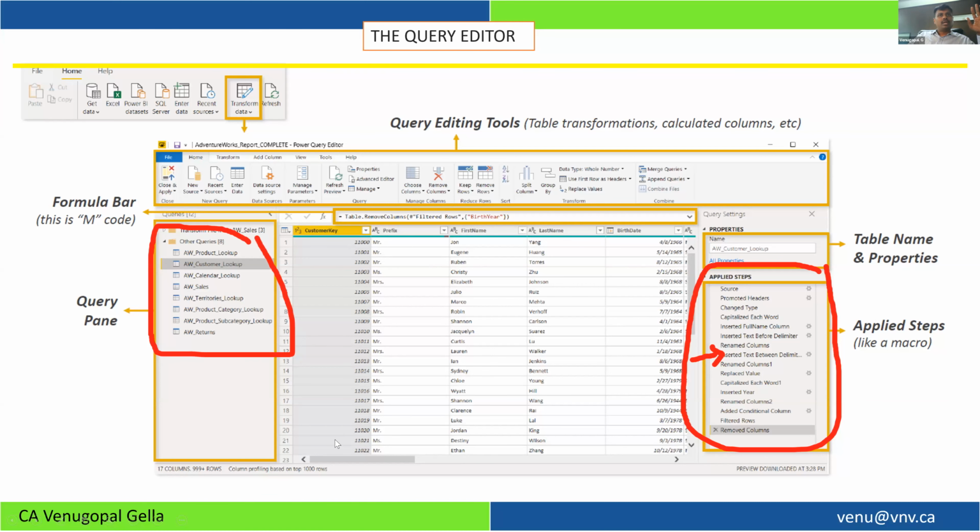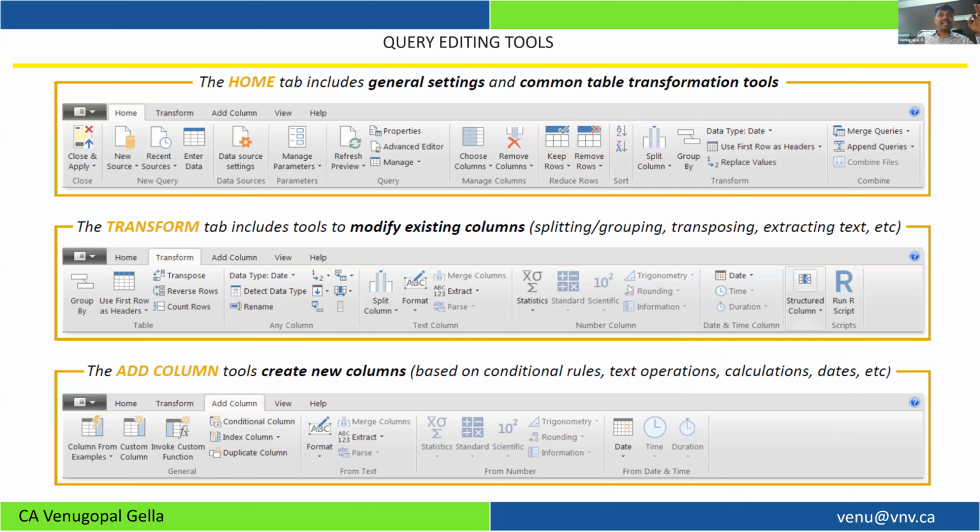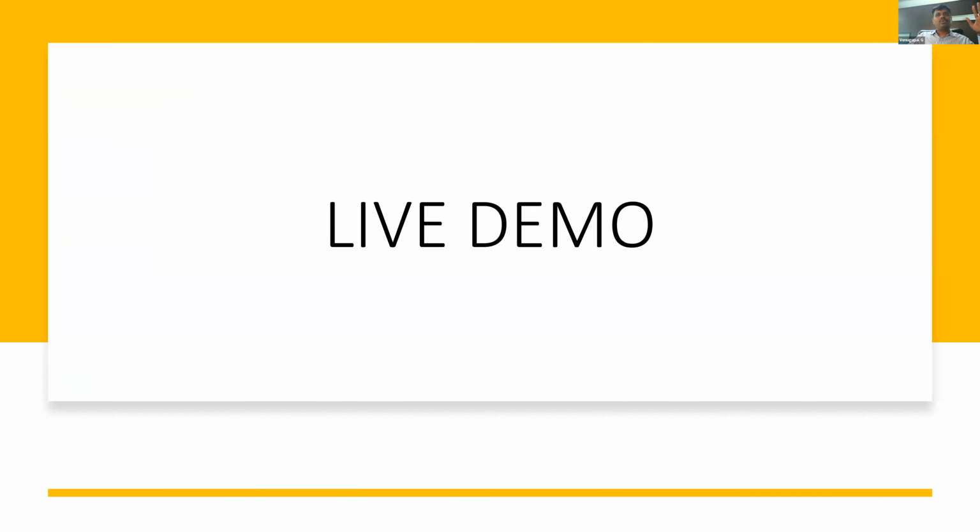So the tabs that you have seen here are the Home tab, Transform, and Add Column. There are various other tabs available that you will be seeing. You will get an overview and understanding of the data. I think this is enough to give you a glimpse of what it is. What we will do is get on to a live demo.